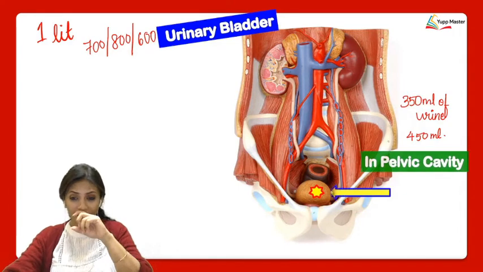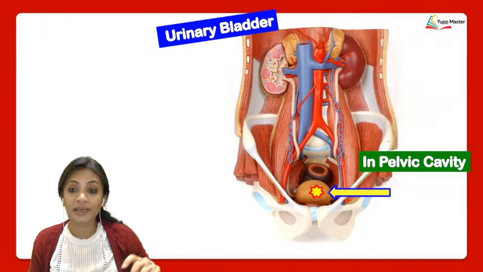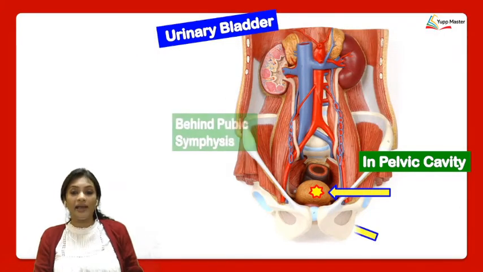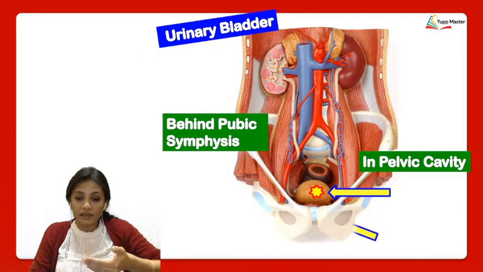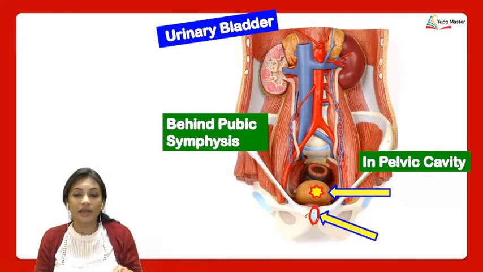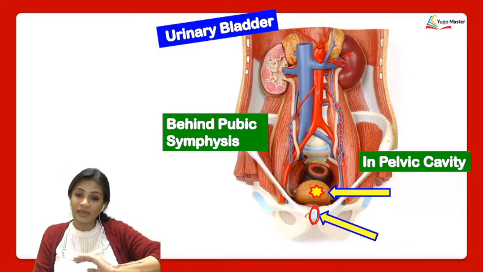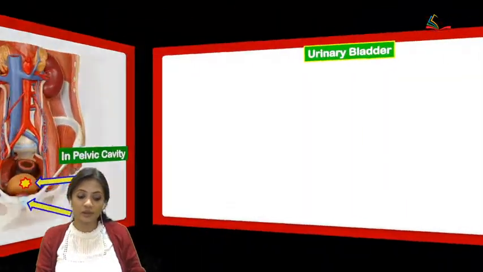All right. Now we see here that this urinary bladder, where is it placed? It's placed in the pelvic cavity, okay? And also it is placed behind the hip bone, and the joint of the hip bone over here is called the pubic symphysis. So the urinary bladder is placed behind this pubic symphysis joint, all right?